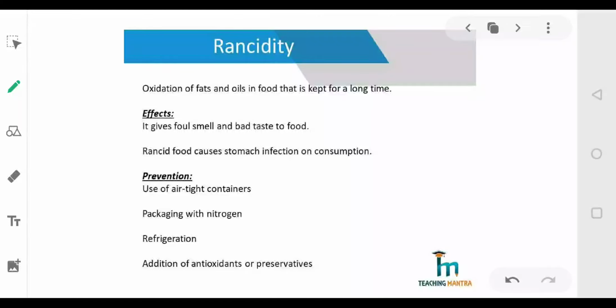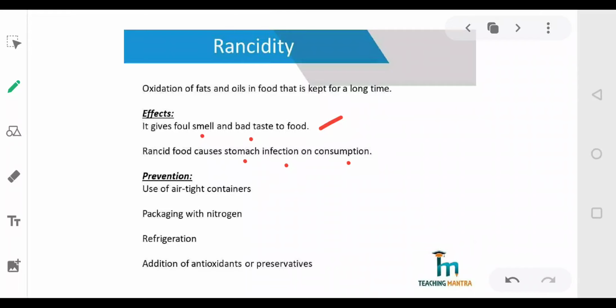Next, rancidity. Oxidation of fats and oils in the food that is kept for a long time is called rancidity. In summers, you might have observed कि हमारा खाना अगर हमने बाहर रखा तो वो जल्दी ख़राब हो जाता है. That is nothing but rancidity because it reacts with the oxygen present in the air. Effects of rancidity: it gives foul smell and bad taste to the food. खाना जब ख़राब हो जाता है, mostly in summers, that is nothing but rancidity. Rancid food causes stomach infection on consumption. After eating that food, we get stomach infection.